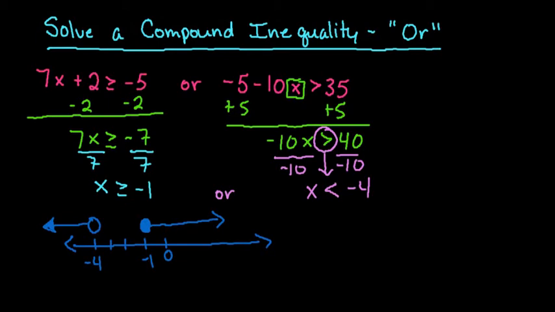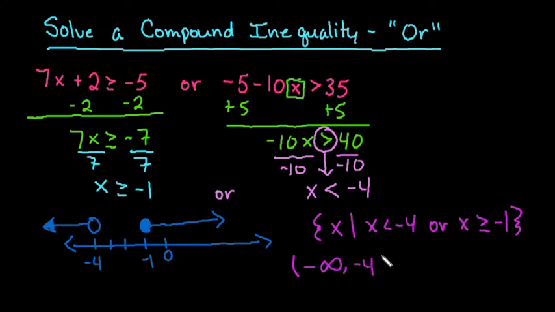If you are in a course where you have to deal with set notation, you would do x such that x is less than -4 or x is greater than or equal to -1. And if you're working in interval notation, you would start from left to right. So from left to right, we would start at -infinity up to -4, and we would use a soft parenthesis because it does not include this one.